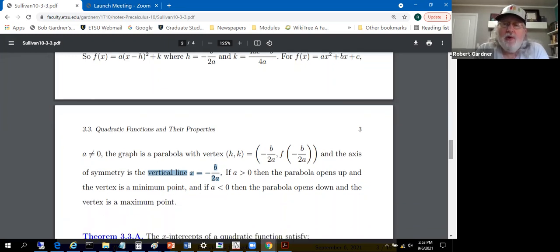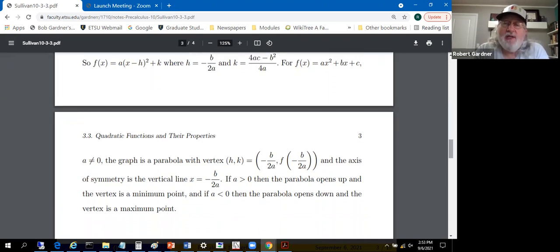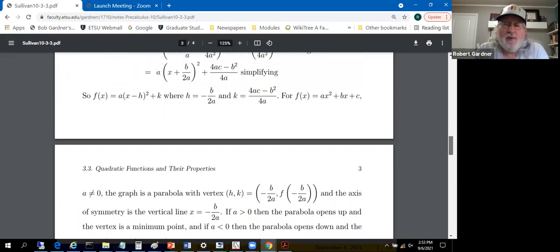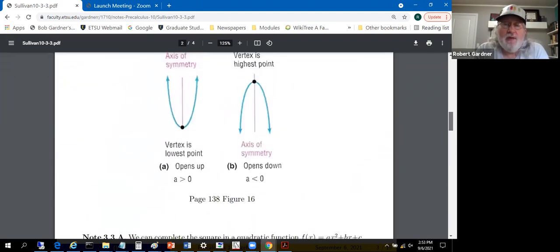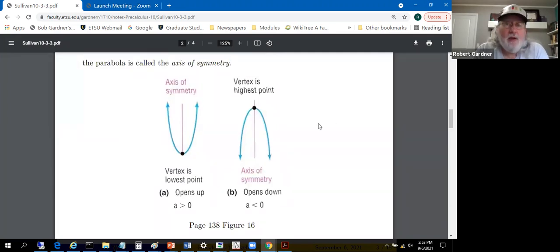So here we've got a formula for the axis of symmetry and a formula for the vertex, all in terms of A, B, and C. So what we've done is this again, but now in terms of A, B, and C, we have a formula for the vertical line. It's x equals negative b over 2a in both cases. And we have an equation that gives us the coordinates of this point.